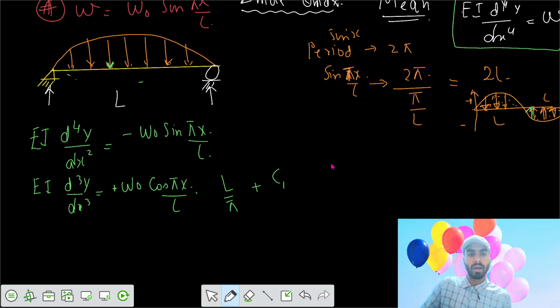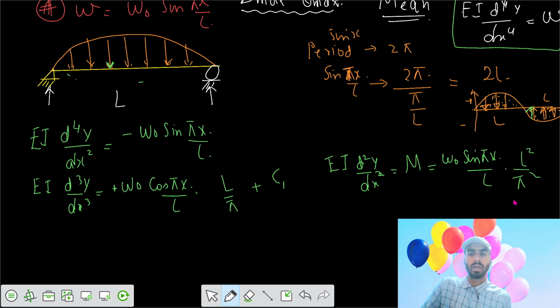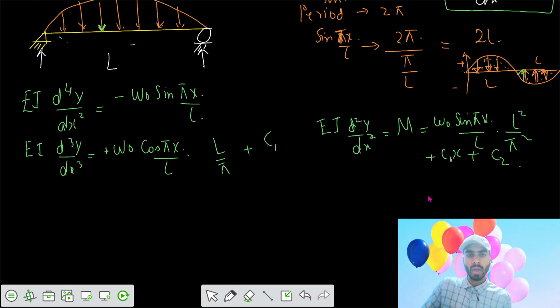Similarly, we can have another equation, EI d2y by dx2, that's your moment equation M. The value here is W naught sine pi x by L into L square by pi square, plus some constant C1 into x plus constant C2.